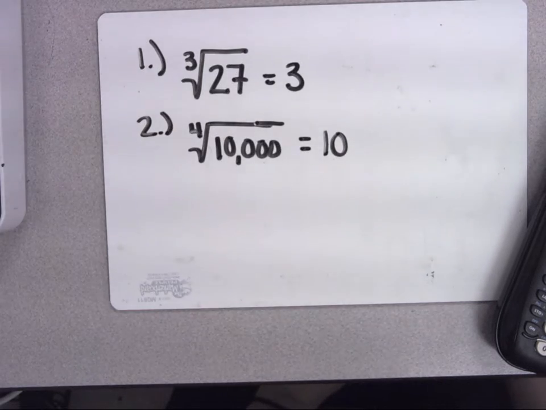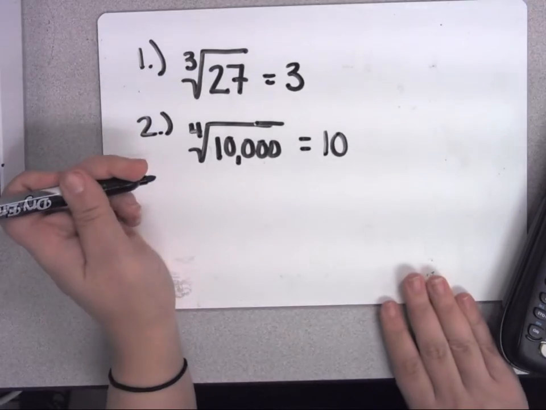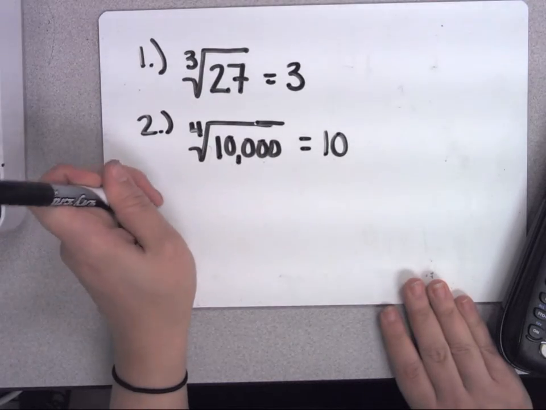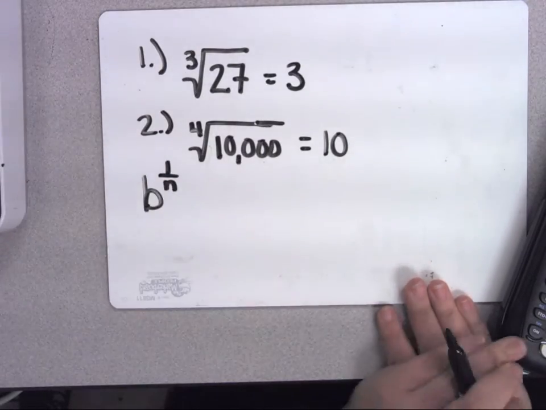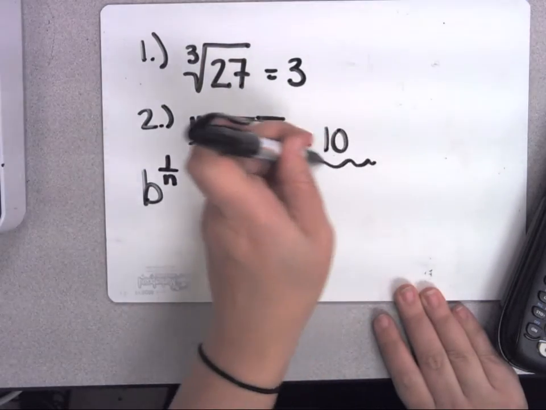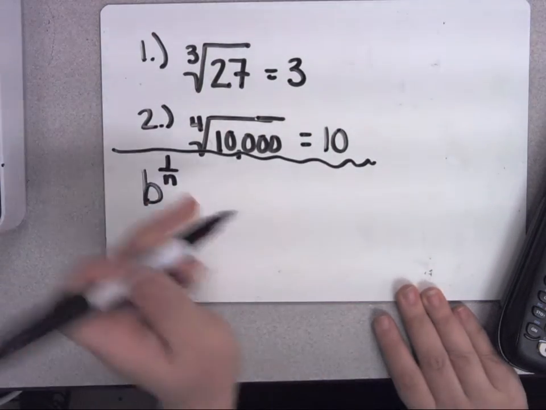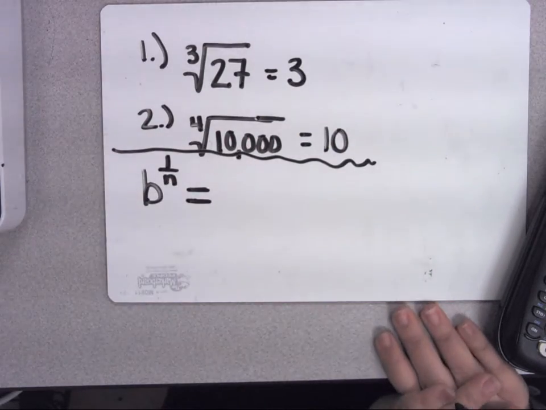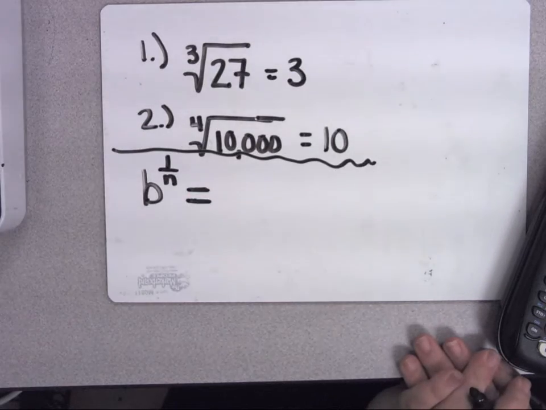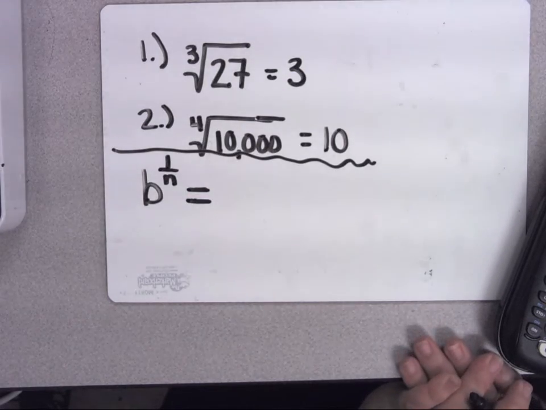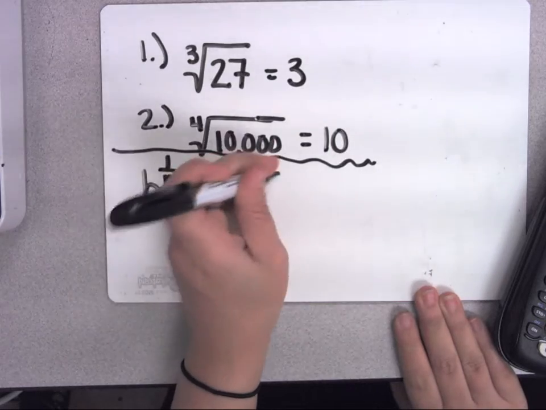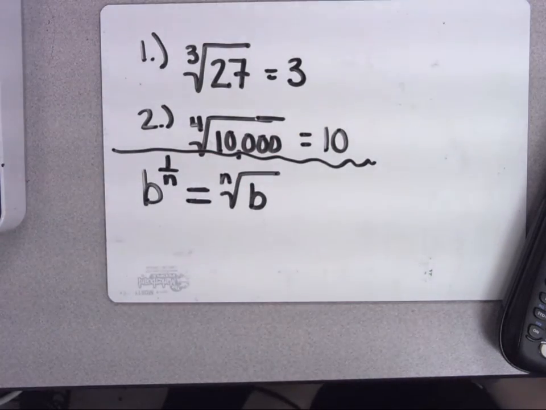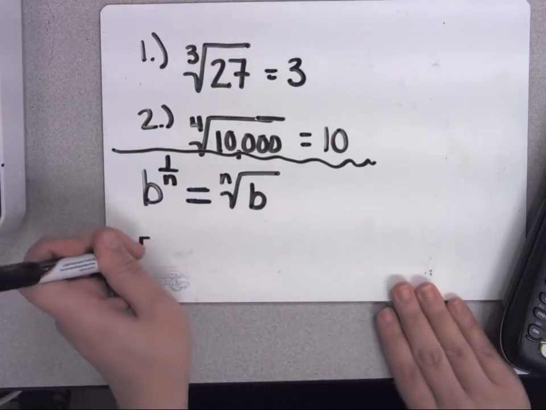Okay? So now that you've seen how that works, we can talk about what happens when you have b to the 1 over n power. A little note. What is this going to turn into? Do you know? Based on what we did with the 1/2 power, what is that going to turn into? And the nth root of b is correct. So whatever that denominator number is, that's on the outside of the radical every single time, right?